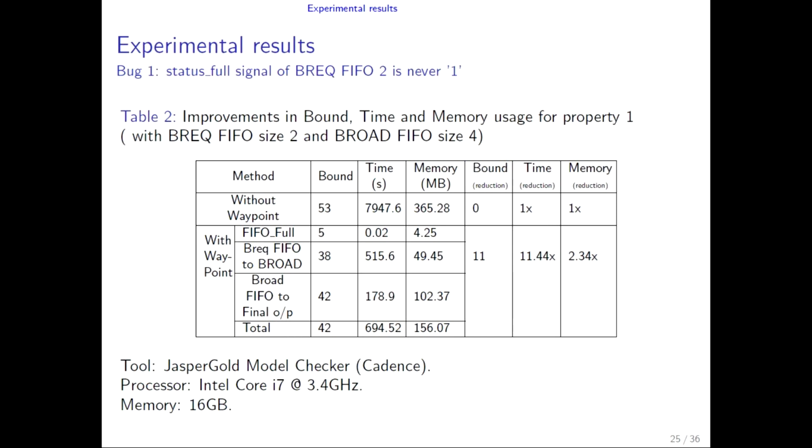Now we'll discuss the experimental results. As discussed earlier, we get a significant speedup in checking the real property when we have waypoints. Total time taken without waypoints was roughly 7,947 seconds, and with waypoints, all the 3 sections combined took around 694 seconds.